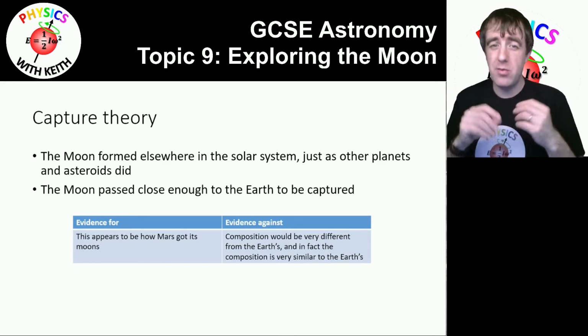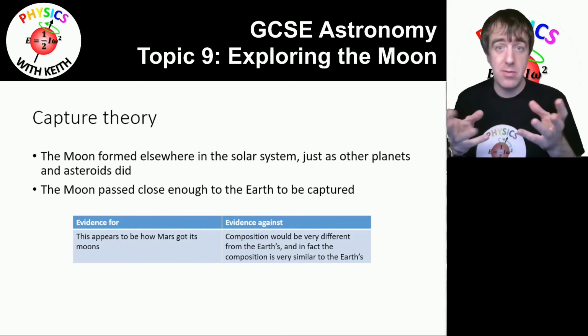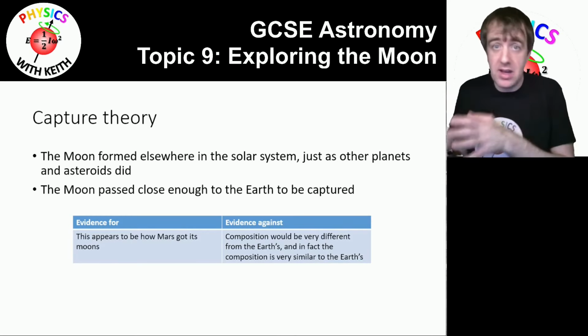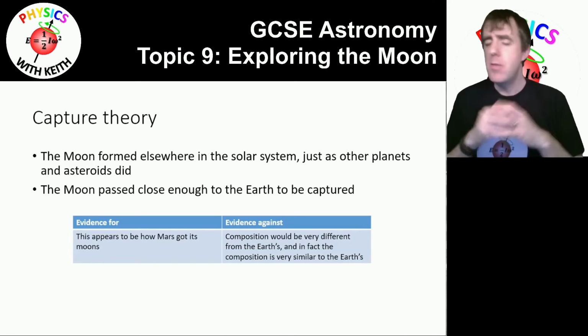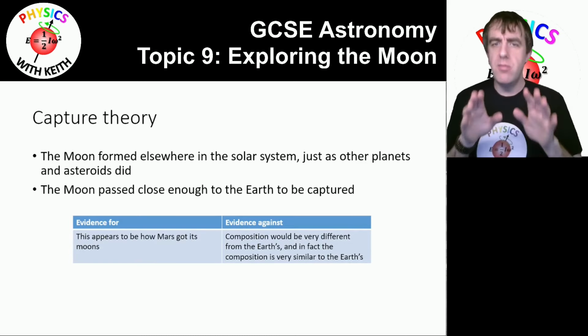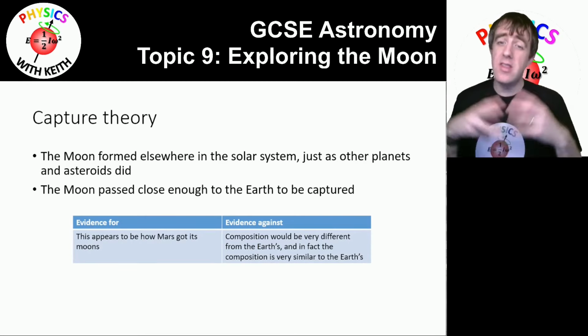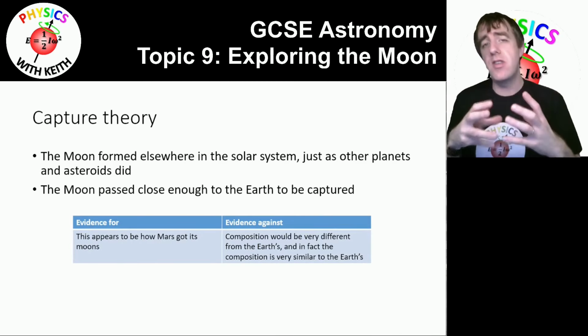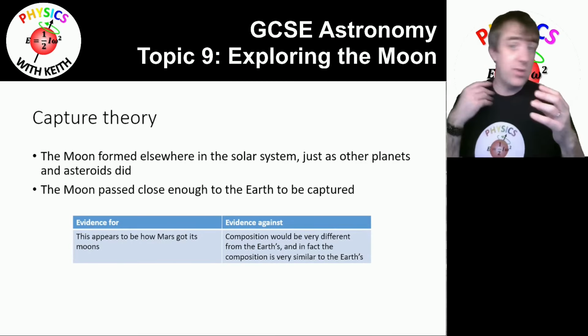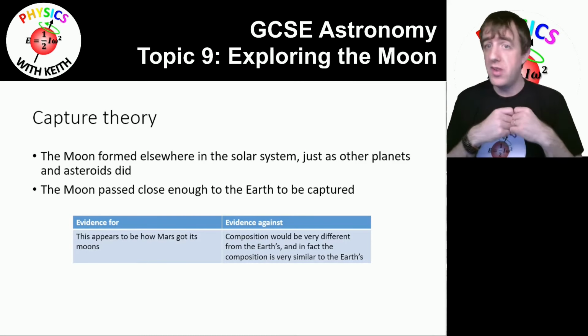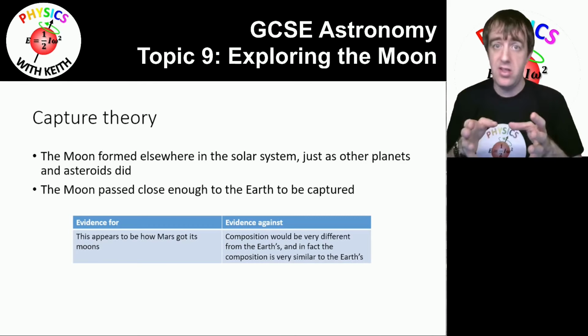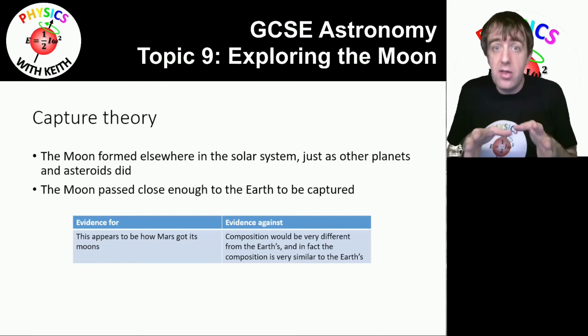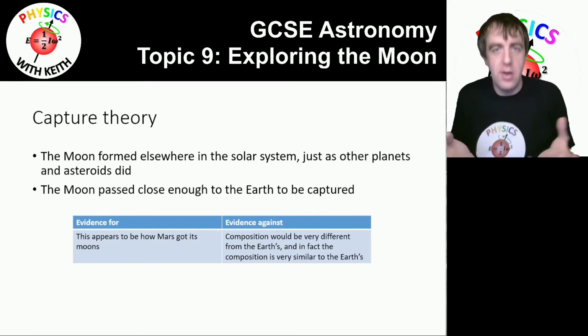We're pretty sure that's what happened with Mars's moons by looking at the shape of them and their composition and comparing that to what's in the asteroid belt. But that doesn't seem to be what's happened with the moon. And the reason for that is that the moon's composition is very, very similar to the Earth's. And if it was a captured asteroid that formed somewhere else in the solar system, its composition would not be that similar to the Earth. Unless it formed near the Earth, it's not going to look like the Earth.